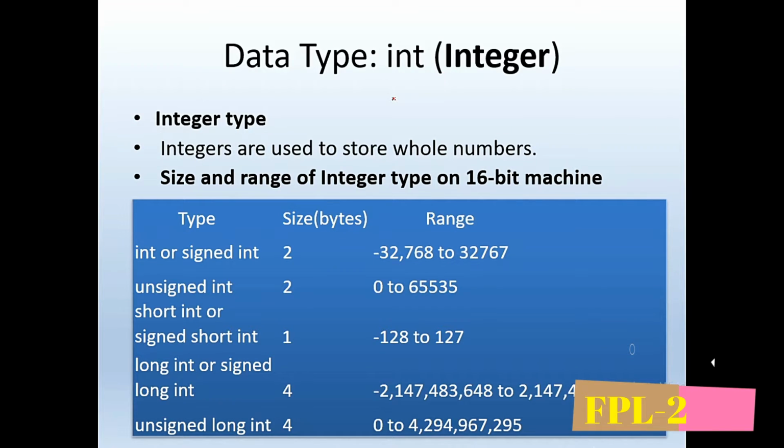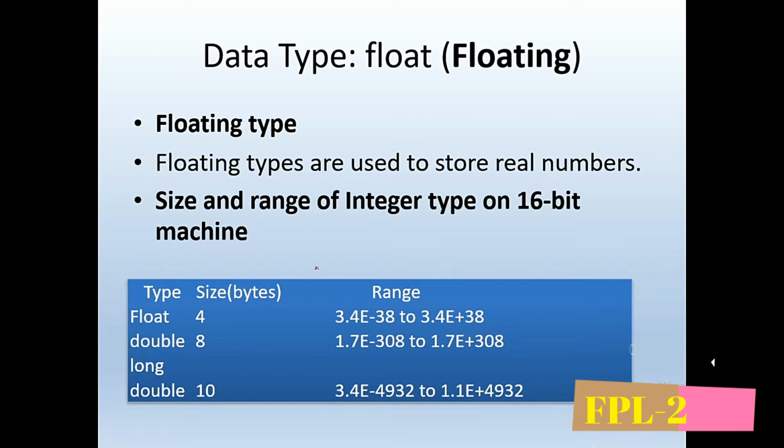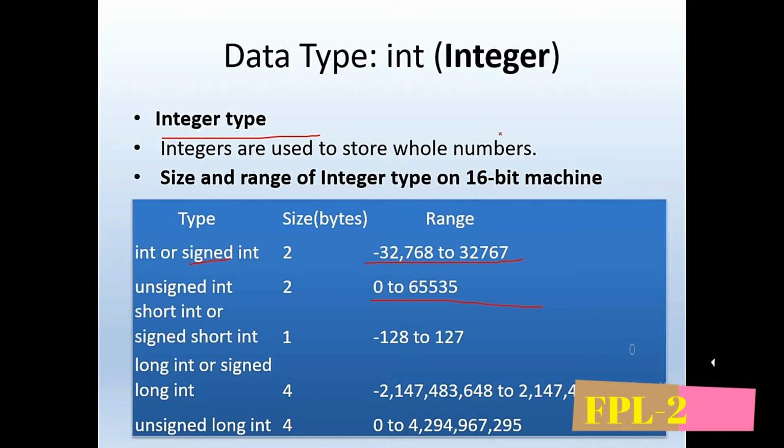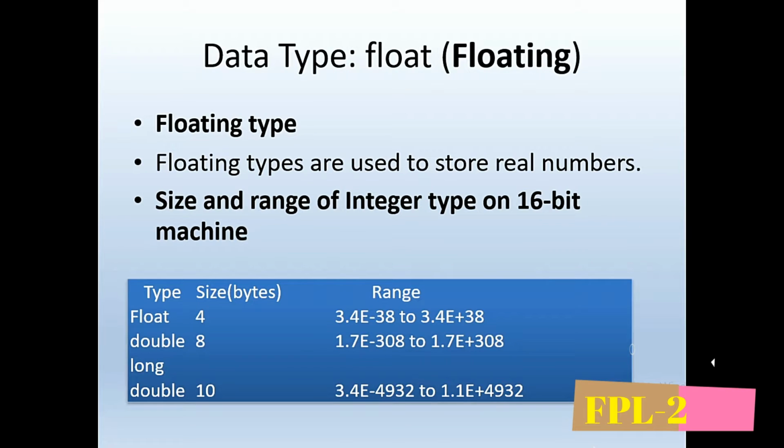In basic, we know what the different data types are: int, float, char, void. In type of data, integers are used to store whole numbers. Size and range of integer type on a 16-bit machine is minus 32768 to 32767. If we want the sign, for unsigned int it will be 0 to 65535 and so on. So, what is an integer value? Any non-fractional values are called integer values. Now if you want some fractional values, they are written with the data type as floating type.